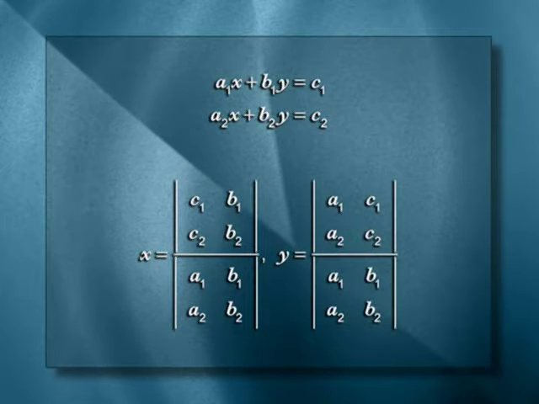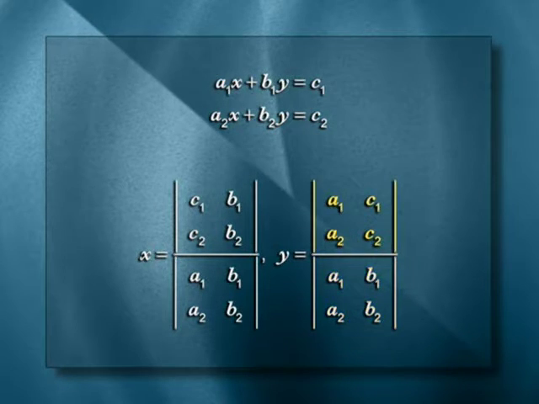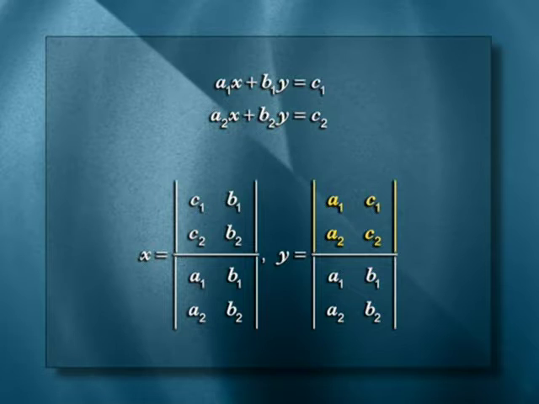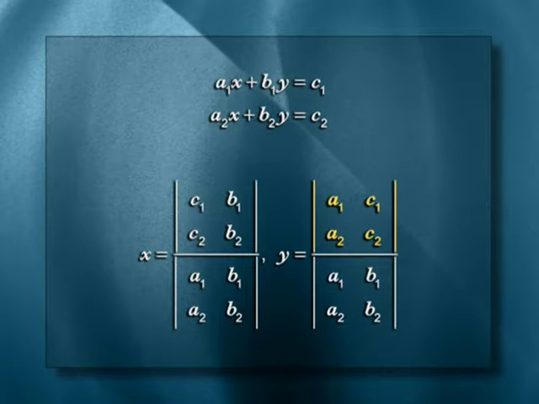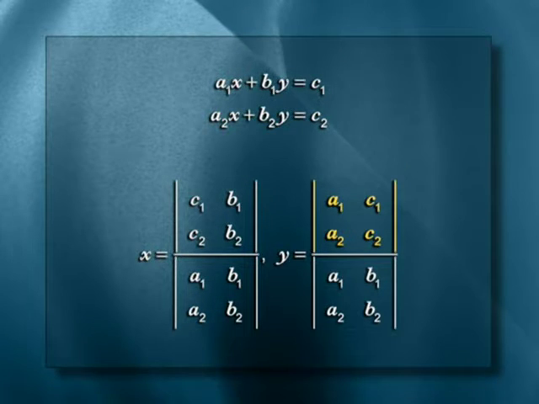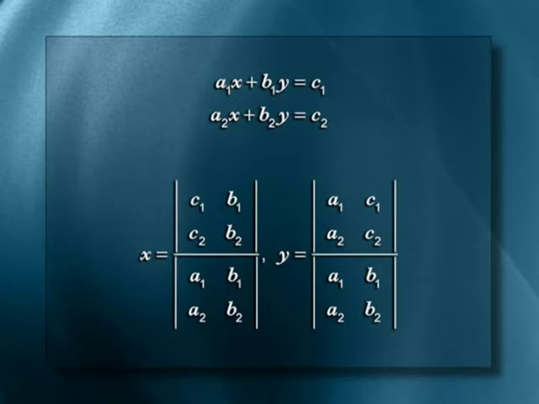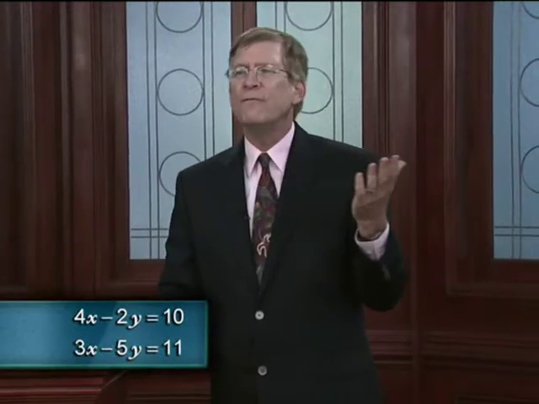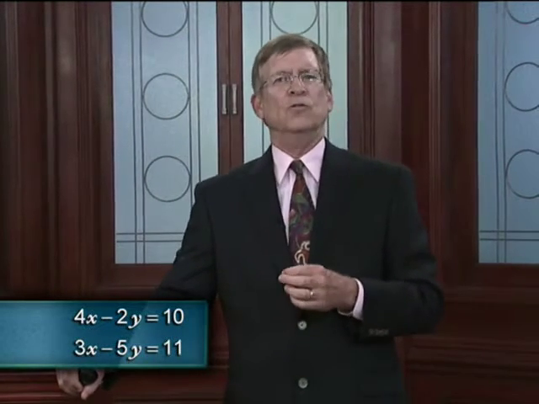And y looks almost the same. The denominator, again, is that determinant of the coefficient matrix. The numerator now is slightly different. Because y is the second variable, you replace the second column with c1, c2, and you keep the same first column, a1, a2. So y is also a quotient of two determinants. Let's illustrate this technique with an example, and then I'll ask you that question. Do you like this technique? All right. How about the linear system 4x minus 2y equals 10 and 3x minus 5y equals 11?